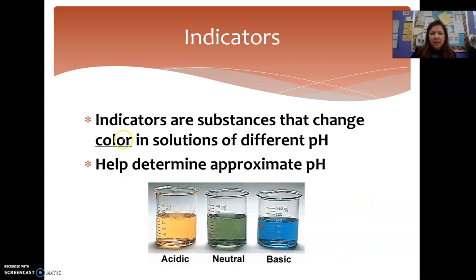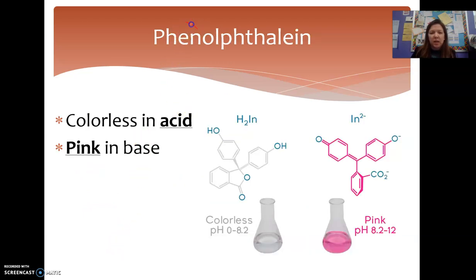Okay, indicators are substances that change color in solutions of different pH, and they give us an approximate pH. At least they'll tell us if it's acidic, neutral, or basic. So the first indicator that you need to know is phenolphthalein. Just memorize it. If you put a drop of a substance in phenolphthalein and it is colorless or clear, that means it's an acid. If the indicator phenolphthalein turns pink, it's a base. Just memorize that. Phenolphthalein is clear or colorless in an acid and pink in a base.